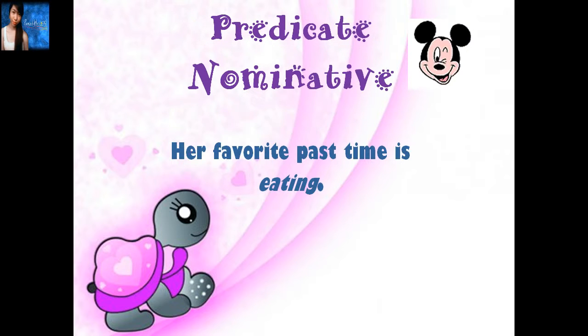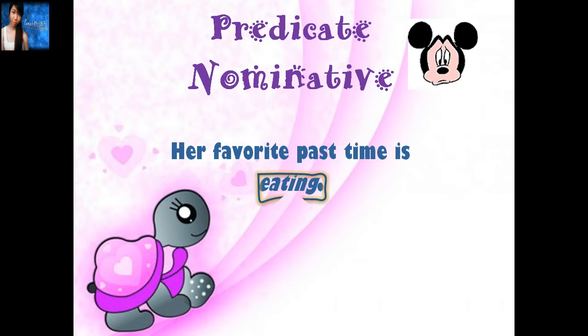Fourth is as a predicate nominative. Predicate nominatives are nouns or pronouns that follow linking verbs such as is, are, was, were, and others. Our example is, her favorite pastime is eating. In this sentence, the gerund eating is preceded by linking verb which is. Therefore, the gerund acts as predicate nominative.